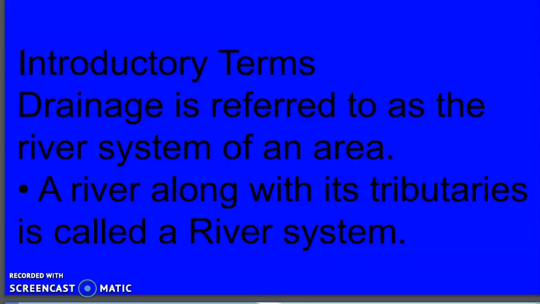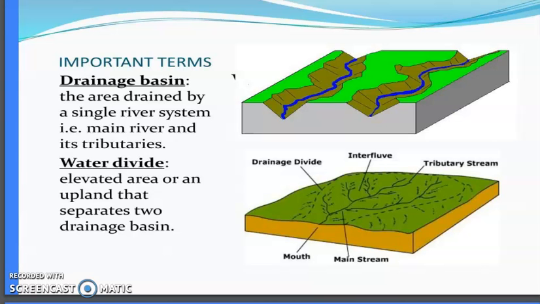Now the next one is the drainage system. That is the name of the chapter. What does drainage system mean? Drainage system means when a network of such rivers or channels is present, that is called the drainage system. That means a river along with its tributaries is called the drainage system of an area. It is also called the river system. A river along with its tributaries is called the river system of an area.